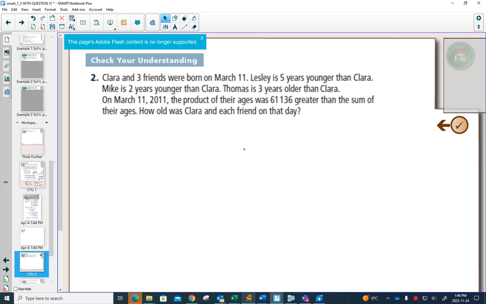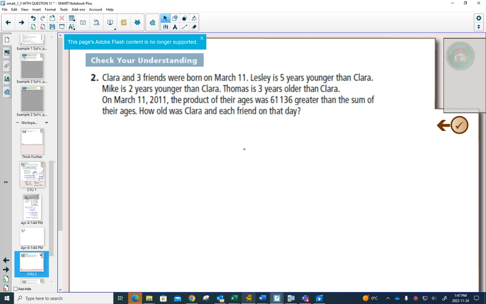And instead of knowing how old they are, or asking, how old are you? You somehow know that on March 11th, 2011, the product of their ages is 61,136 greater than the sum of their ages. This is a very practical, real-life example at this moment.